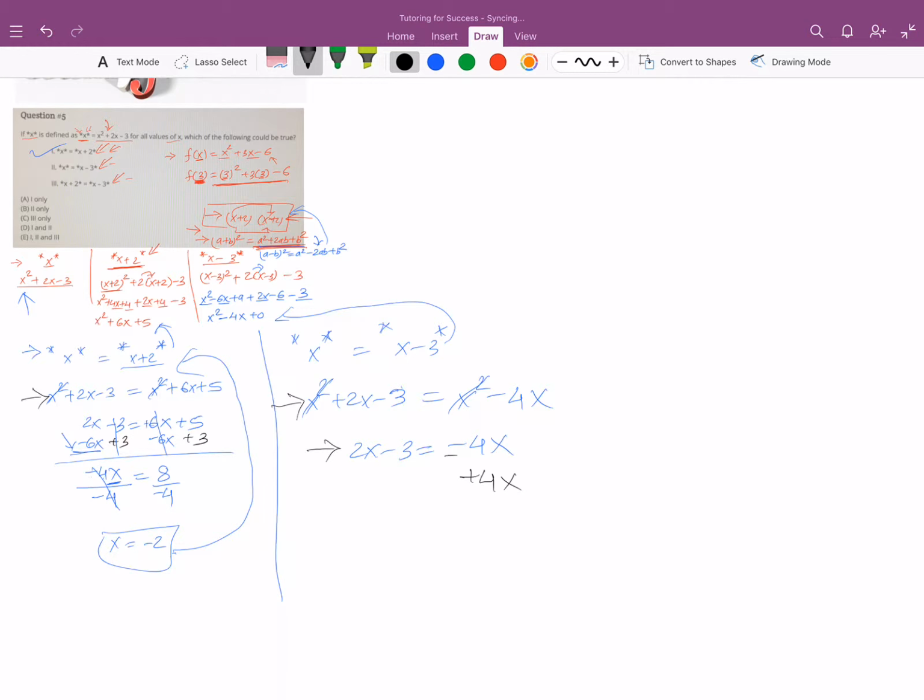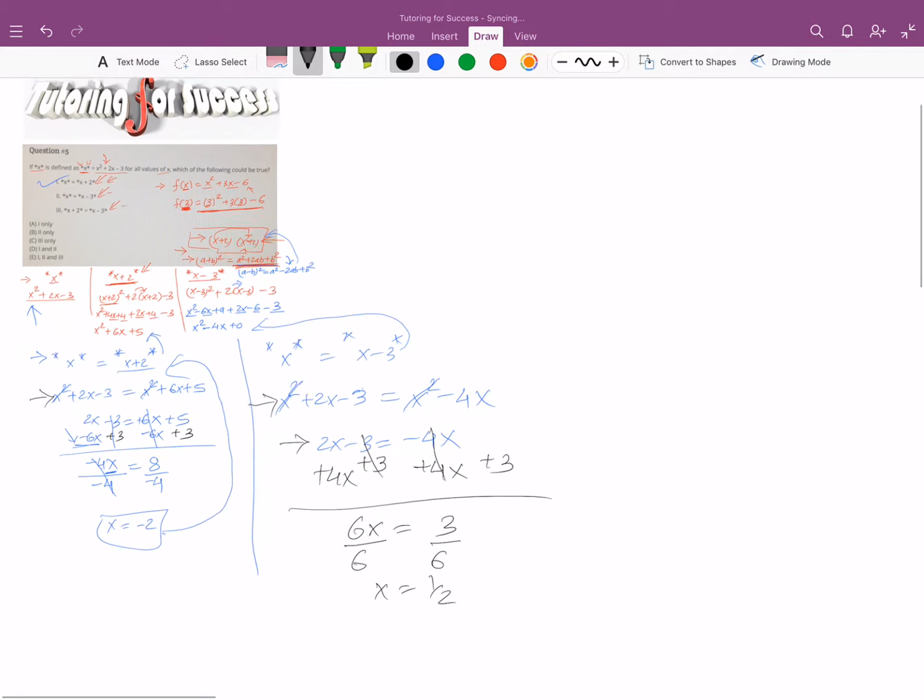it's negative, and add 4x on that side too, and then add 3 on that side. So that cancels out on that side. Here they are both positive, so it will be 6x equals 3. Isolate x by itself, divide by 6, and x is equal to 1/2.